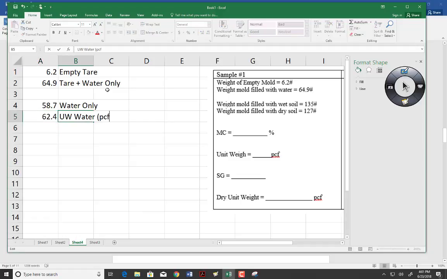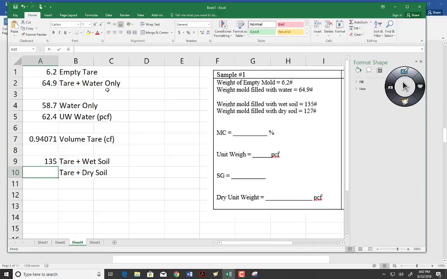Unit weight, I know, surprising. That's not on there. So my volume of my tare in cubic feet is equal to what? My water divided by my unit weight, which gives me 0.94. So my tare plus wet soil is equal to 135. My tare plus dry soil is equal to 127.